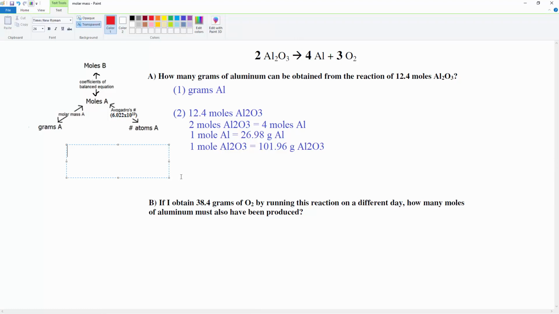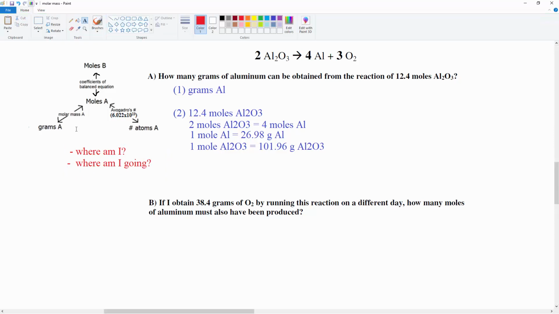2 questions. Where am I? Where am I going? So in terms of this roadmap, where you are is what they gave you. I am at 12.4 moles of aluminum oxide. And where you are going is what they want, grams of aluminum. So first we need to define this: they want grams of aluminum, so we'll call aluminum A. And then they gave you moles of Al2O3, we'll call that B, right? Because we've got moles of A and moles of B.